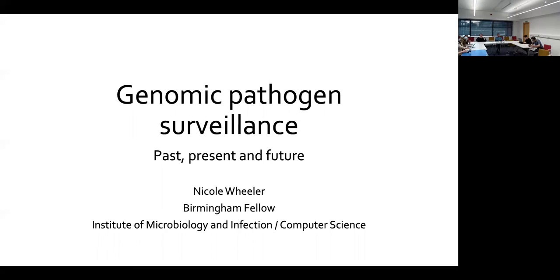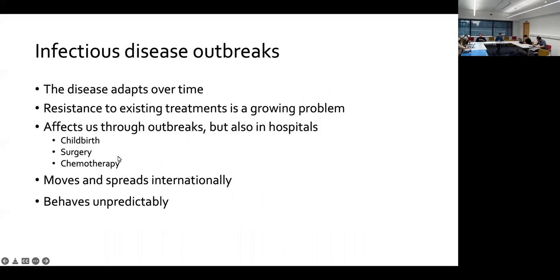Genomic pathogen surveillance and some of the challenges that we come up against from a data science and computer science perspective. Cool. So genomic pathogen surveillance is an area of work that really aims to improve the way that we tackle infectious disease outbreaks in the future.